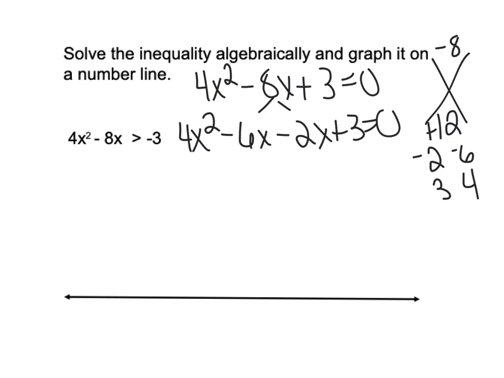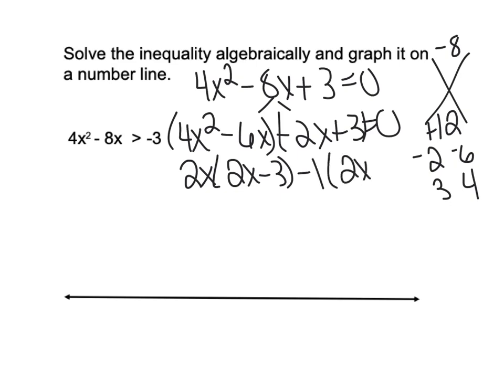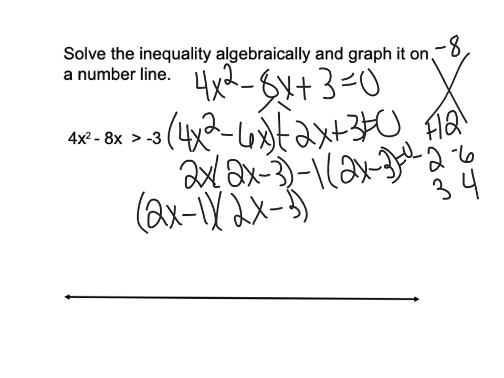Okay, so then I'm just going to factor by grouping. I'm going to take out a 2x here, and I'm left with 2x minus 3. And then on my second one, I'm going to take out a negative 1, and I'm left with 2x minus 3. So my two factors are 2x minus 1 and 2x minus 3. So my two critical points are x equals a half and x equals 3/2.